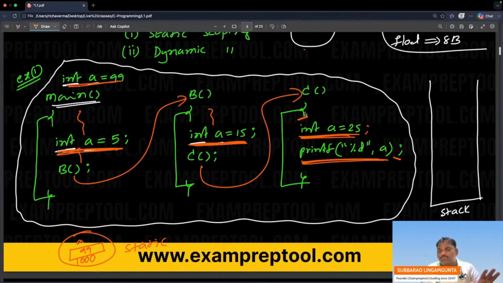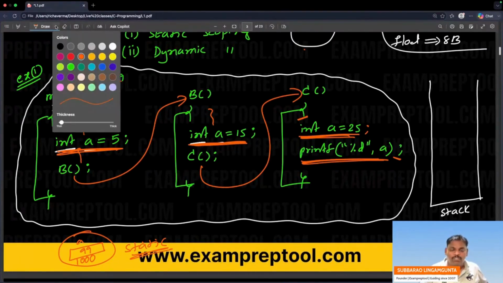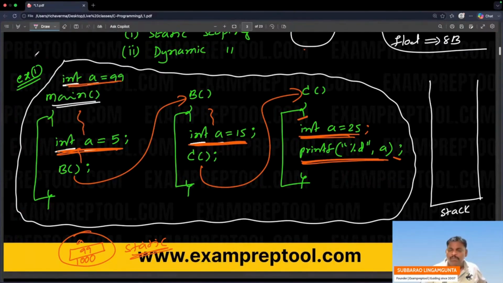So compilation is over. First compile, global variable memory allocated. If you see the global variable, clearly I have written the static area. Variable name is A, value 99. Everything is perfect. Now let me run the program. Everyone try to understand this.